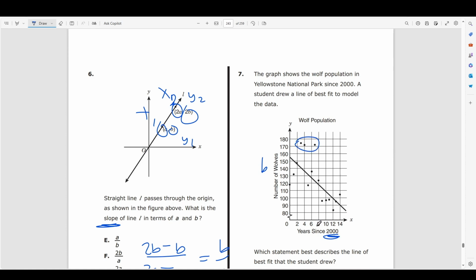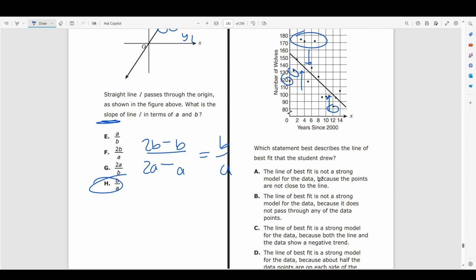The data up here, most of the data 2 years since 2000, right? You have wolves that are 150 wolves and 180 wolves, but 14 years after the year 2000, you only have 110 wolves, right? So there's definitely a decrease over time. But now we need to assess whether this line is strong or not. And we ask ourselves the question, is it close to our points? Well, the answer would be no, because look at these 3 points up here, and look at where my line is. And then look at these 3 points, and look at where my line is, right? It's not close at all, right?